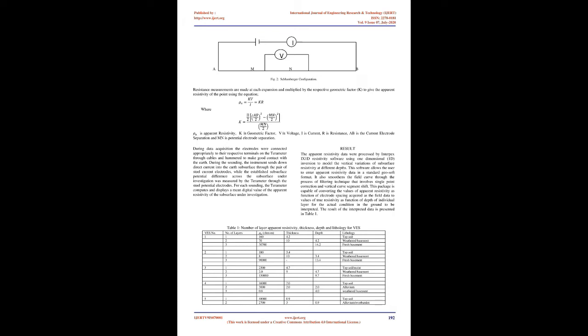Where ρa is apparent resistivity, K is geometric factor, V is voltage, I is current, R is resistance, AB is the current electrode separation and MN is potential electrode separation. During data acquisition the electrodes were connected appropriately to their respective terminals on the Terrameter through cables and hammered to make good contact with the earth.